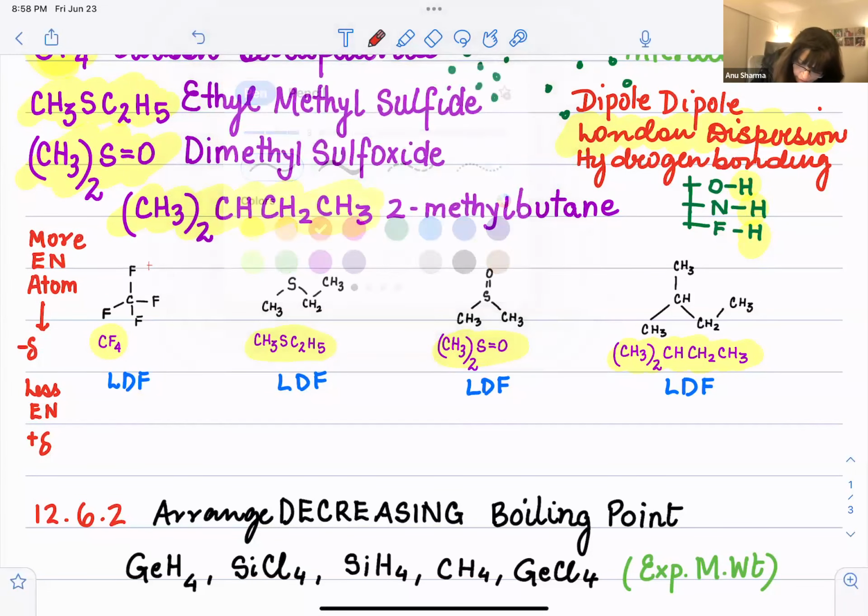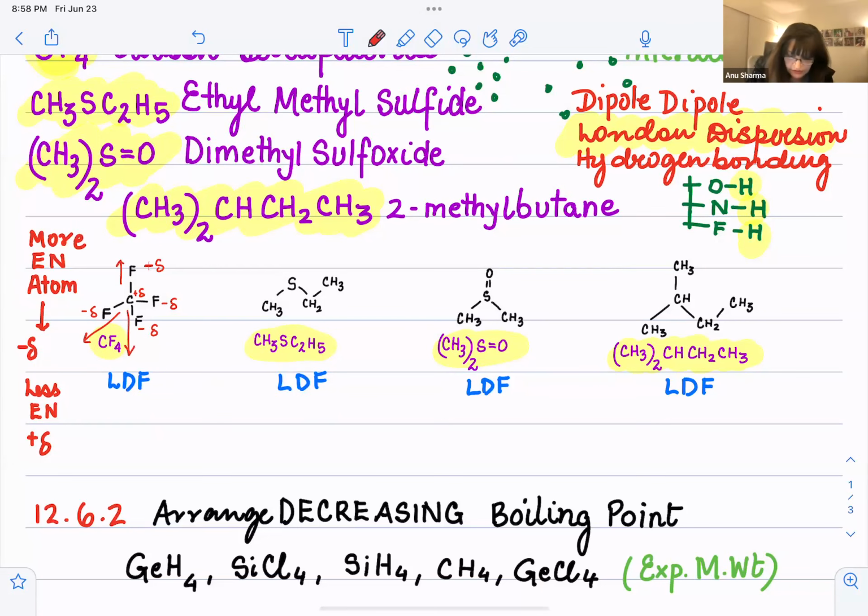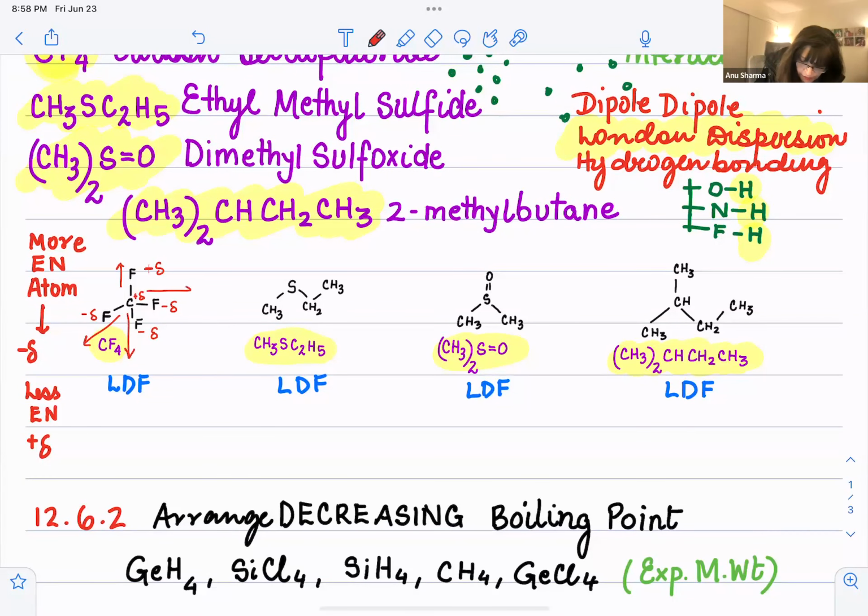Okay, even though this fluorine has a delta negative, this has a delta negative, this has a delta negative, and this has a delta negative, and this is a delta positive. This chlorine is pulling the electron clouds towards itself. This fluorine is also pulling the electron clouds towards itself, and this one is also pulling. But overall, the pull, or the effect, cancels out.